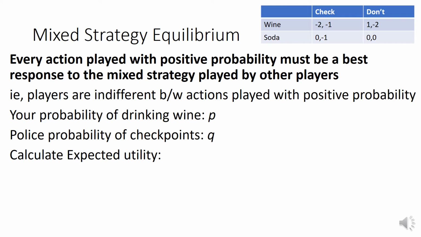So if the police are setting up checkpoints with probability Q, we want you to be indifferent between drinking or not drinking. If you are drinking with probability P, we want the police to be indifferent between setting up checkpoints or not. Every action must be a best response. And for it to be a best response, we have to be indifferent. Because otherwise, if we weren't indifferent, we would have a preferred outcome, and so we can't be in a best response.